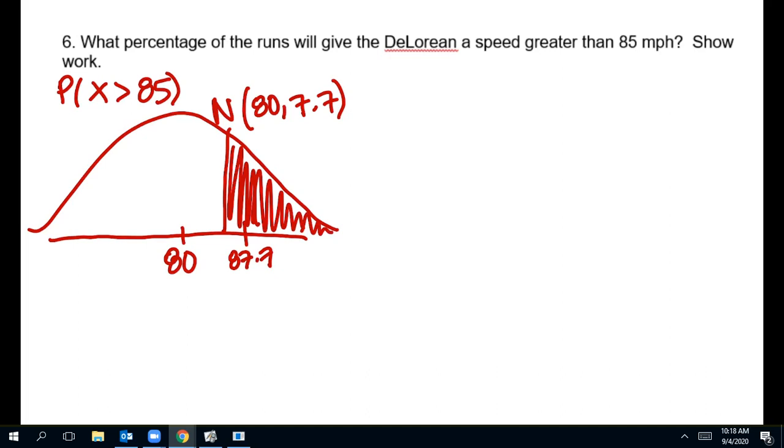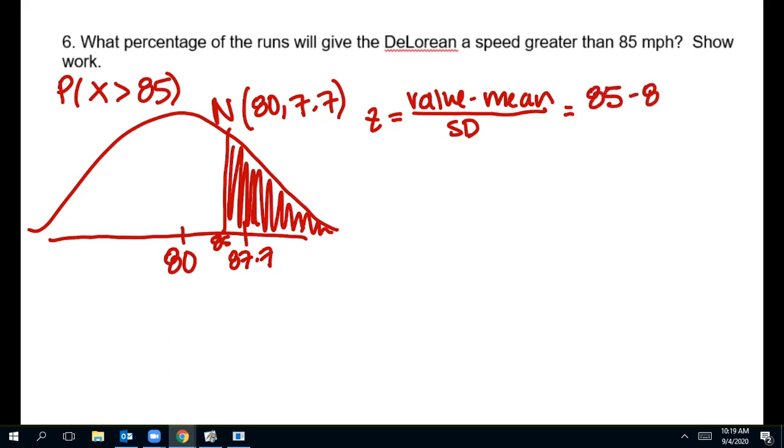All right, now as you can see, 85 is not one full standard deviation above the mean, and so we need to use the z-score. Z equals value minus mean over standard deviation. I like for you to write the formula down and then fill it in. So that's going to be 85 minus 80 over 7.7. And then you can use your calculator to find that, and we get 0.65. We always round to 2 decimal places, and that is because when we use table A, it only goes to the hundredths place. And so we'll always round to 2 decimal places.